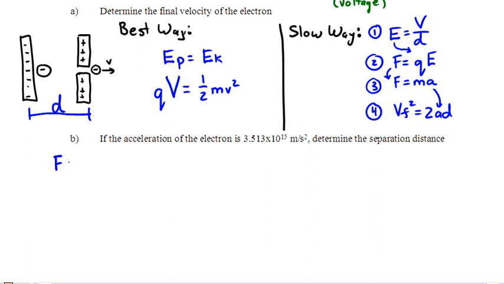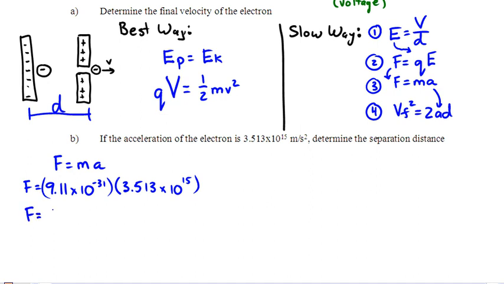You could go and do F equals ma. You could figure out exactly how much force there is acting on that electron. We could put in our mass, 9.11 times 10 to the negative 31 for an electron. You could put in that number they've given us for the acceleration. And it turns out the force that's acting on that electron is 3.2 times 10 to the negative 15 newtons.